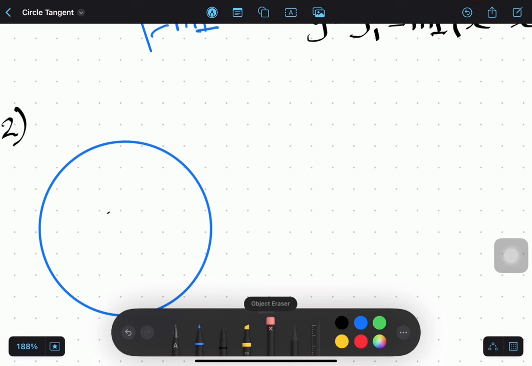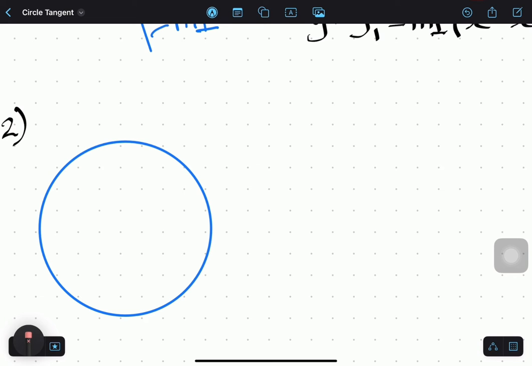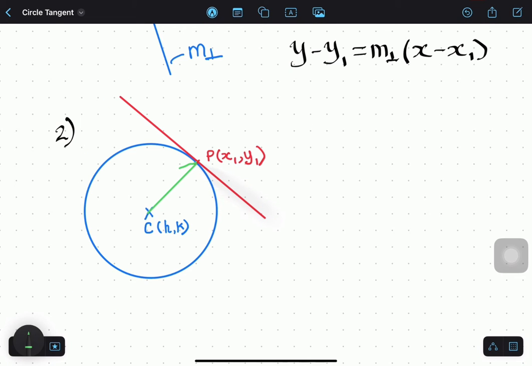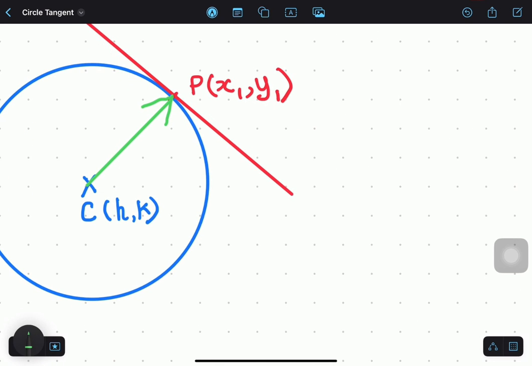But how about now? You were given a circle, and you know the center C to be h, k. This is a coordinate given that you know. And there's a line tangent to this circle at a point P, given to be x1, y1. You know these two coordinates. Now the radius r is the green line.